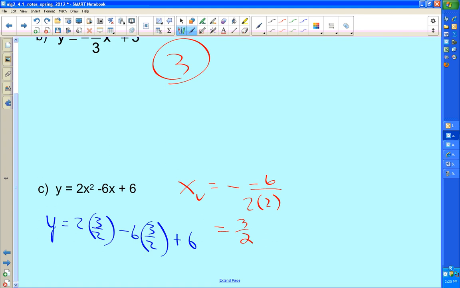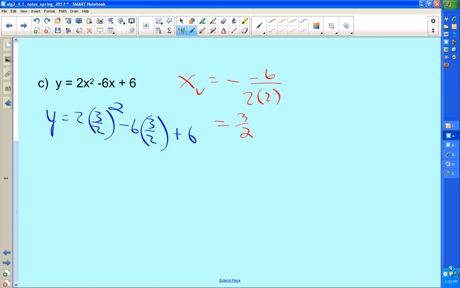Now, there are people in this room, and I don't want to know who they are right now, but there are people in this room who cannot simplify this, even with a calculator. I want answers in fractions that are reduced, not mixed numbers. And I expect that you can do this math. If you need help with your fractions, please come in as quick as possible.